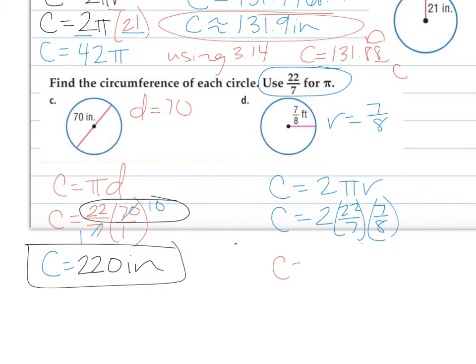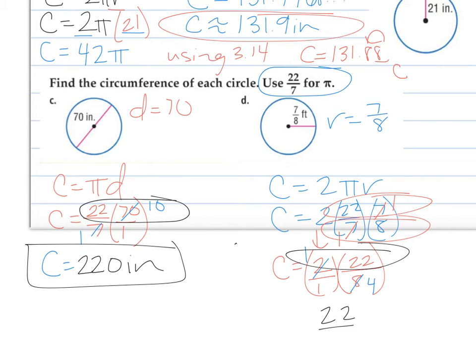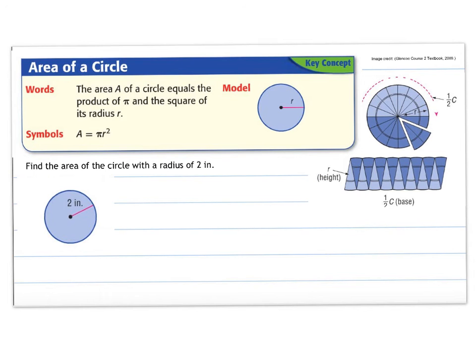Since these are both fractions, I'm going to simplify these first. 7 goes into 7 once and once. And then I could leave it like that or simplify again. So I have 2 over 1 still times 22 over 8. I can cancel again. 2 goes in here once, 2 goes in 8 4 times. So I have 22 over 4, which is the same as 5 1/2 feet. That's the distance around.